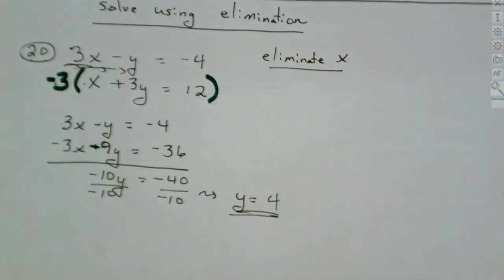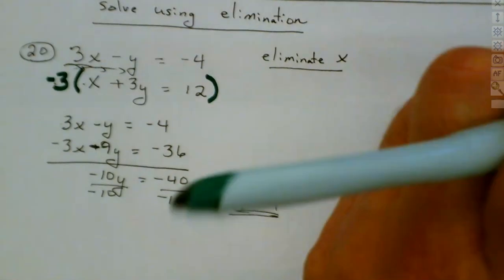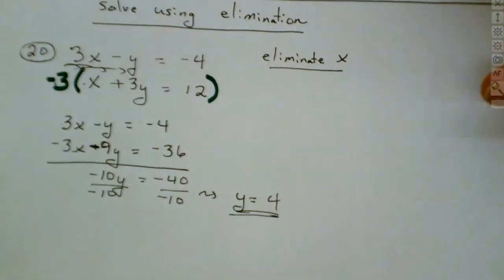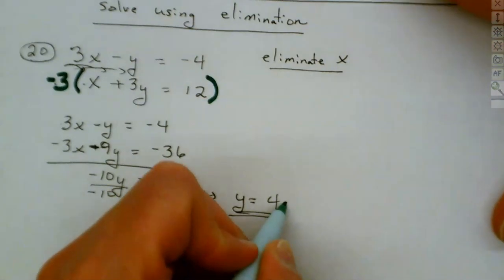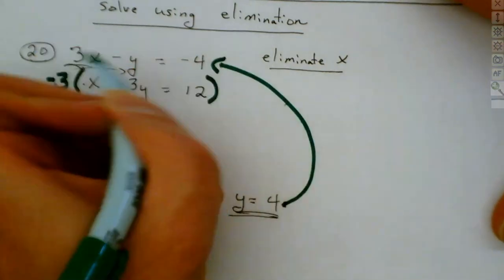Are we done yet? No, because we have to get the other one. Now you could eliminate again, but I don't mind if you use back substitution, because I think that's the easiest way to do these, is eliminate for a variable and then back substitute. So take this 4 and plug it into one of the equations. It doesn't matter where. Let's just plug it in here.